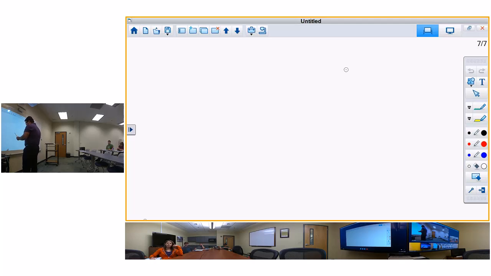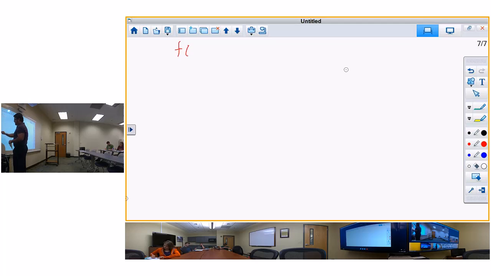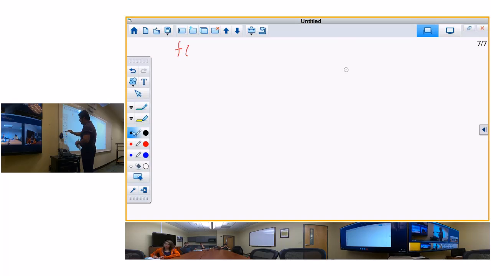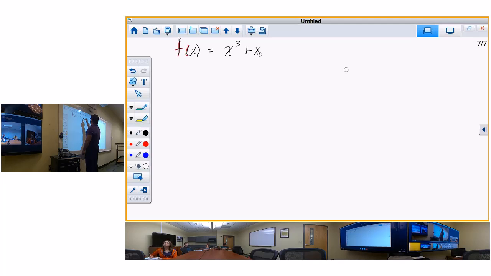Another product rule, x cubed. I don't want to use black. Somebody will complain about that. F of x. I can't see it. Let's go with x cubed plus x plus 1, and multiplied by x minus 1.